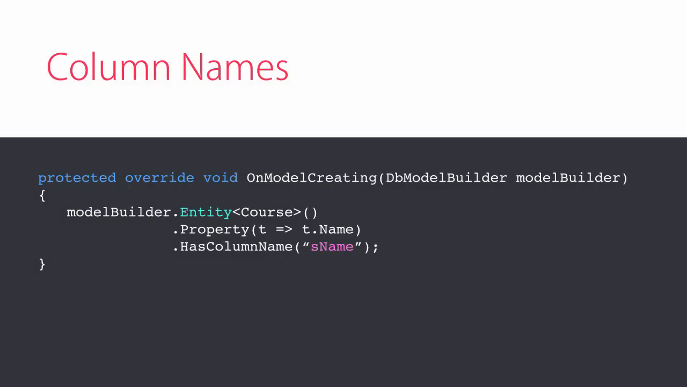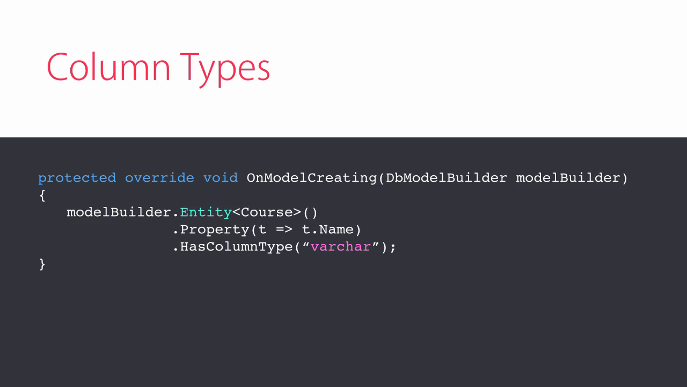Now let's take a look at column names. So again, we start with the Entity method, and then we call the Property method. Again, this method takes a lambda expression that determines the name of the target property. And then we chain another method. So we call the HasColumnName method.